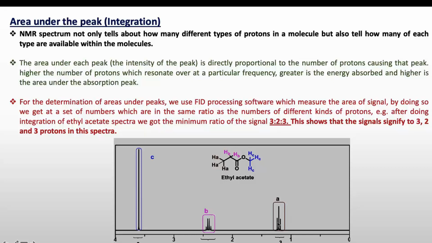This shows that the signals signify 3:2:3 protons. This means this peak belongs to 3 protons, this peak belongs to 2 protons, and this peak again belongs to 3 protons. You can also see that this peak and this peak have more area than this peak, meaning these peaks belong to a larger number of hydrogens.